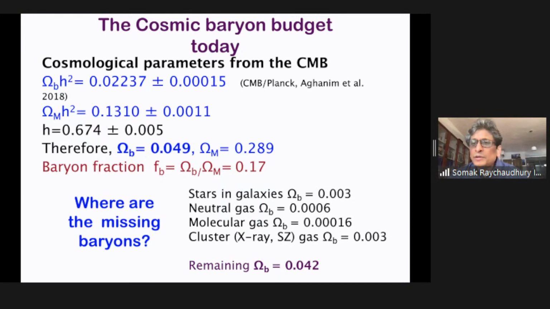Similarly, you do the same thing for neutral gas. You do radio surveys of galaxies measured in radio, the 21 centimeter line, which tells you how much atomic hydrogen there is in galaxies. You do a luminosity function and you integrate.